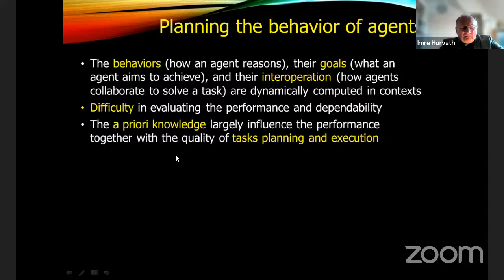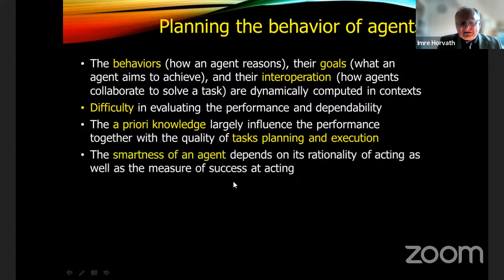If there is prior knowledge, it largely influences the performance, together with the quality of the task planning and execution. So the more detailed the task planning that can be done by the agent, and the plan for the execution, how articulated and how detailed it is, together with the a priori knowledge, which is what the agent has about the problem to solve, and also the method of solving the problem, enhances the smartness of the agent through planning.